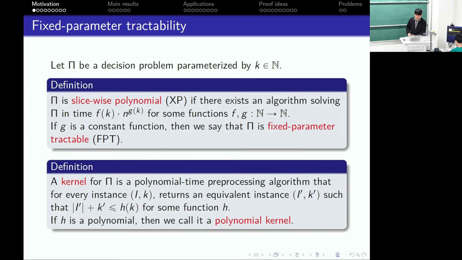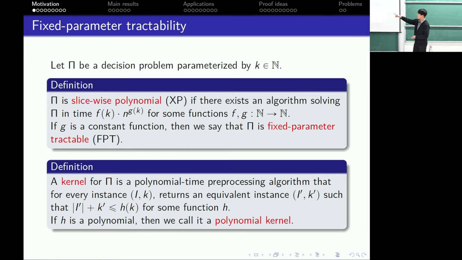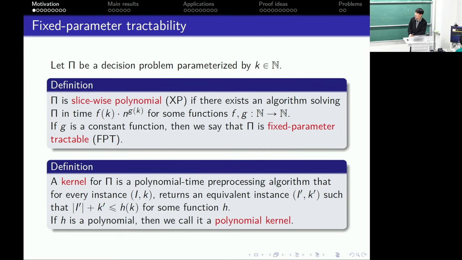A kernel for the problem pi is a polynomial time preprocessing algorithm that takes an input instance (I, k) and returns an equivalent instance (I', k') having small size, where small means that it is bounded above by some function h of k. Here h is referred to as the size of the kernel, and if its size is polynomial, then we say that this problem has a polynomial kernel. So it's totally different from the last definition, right?